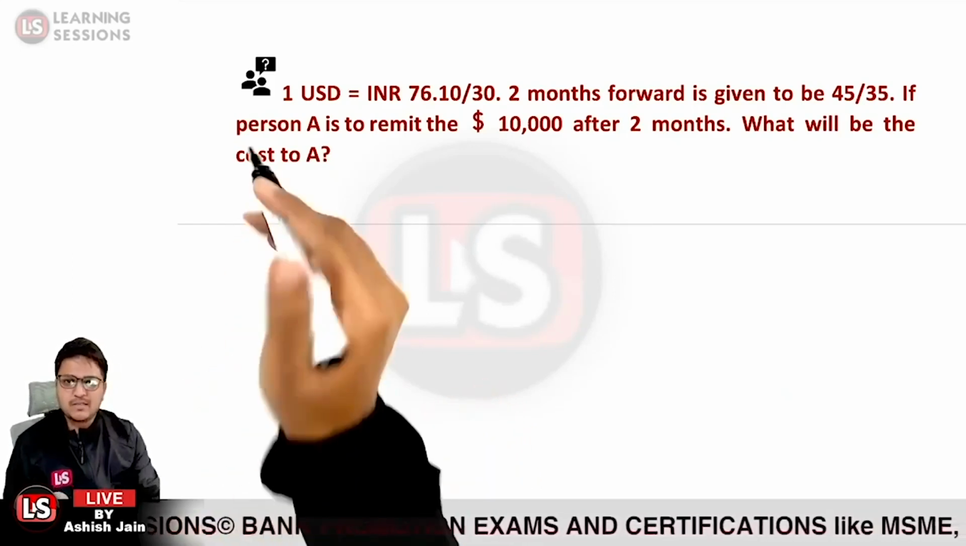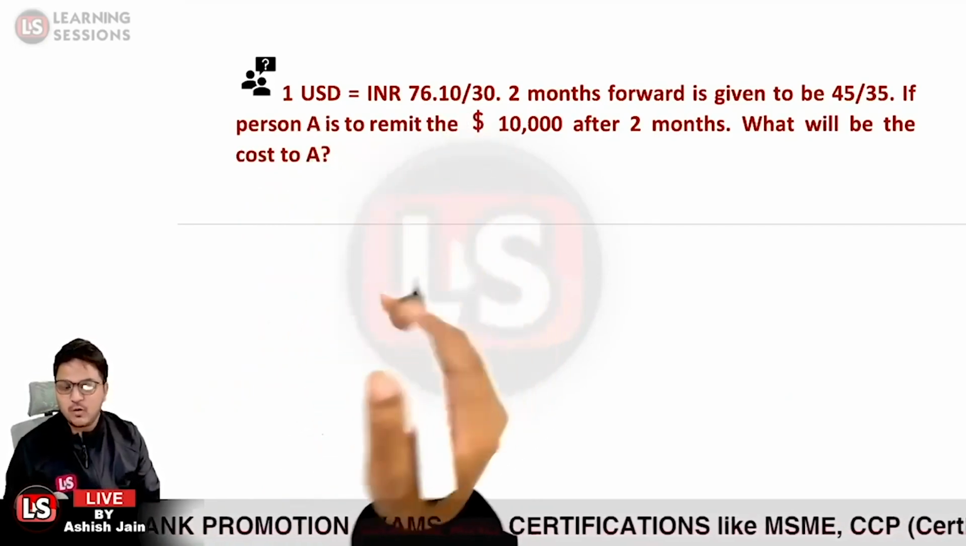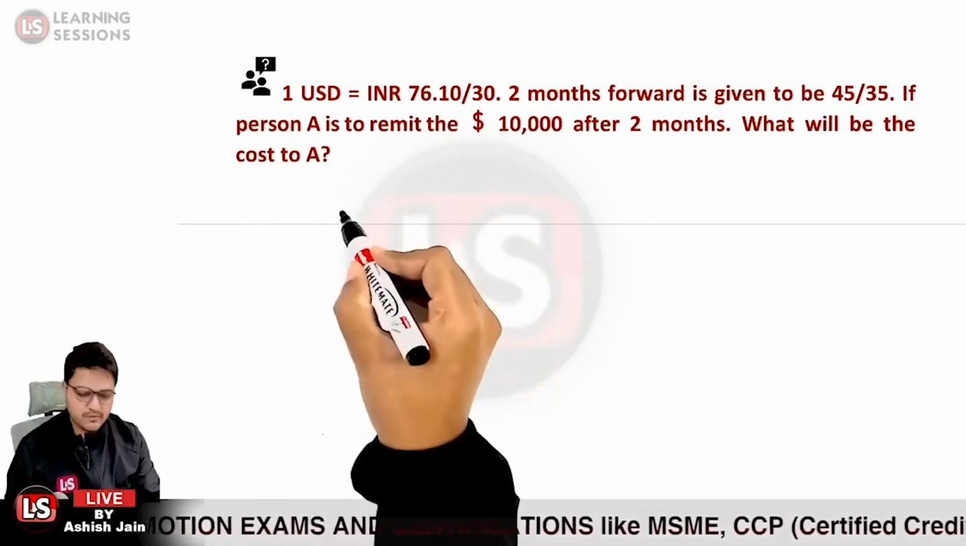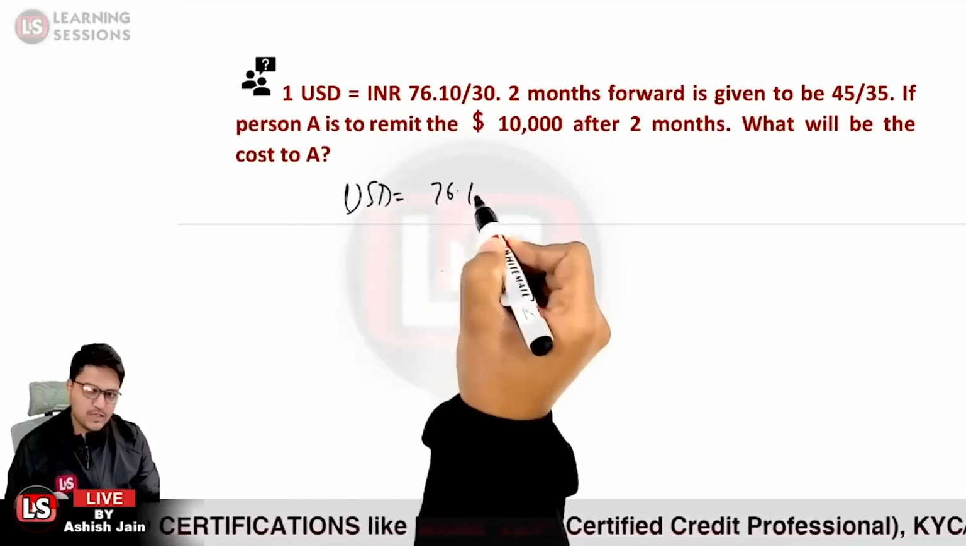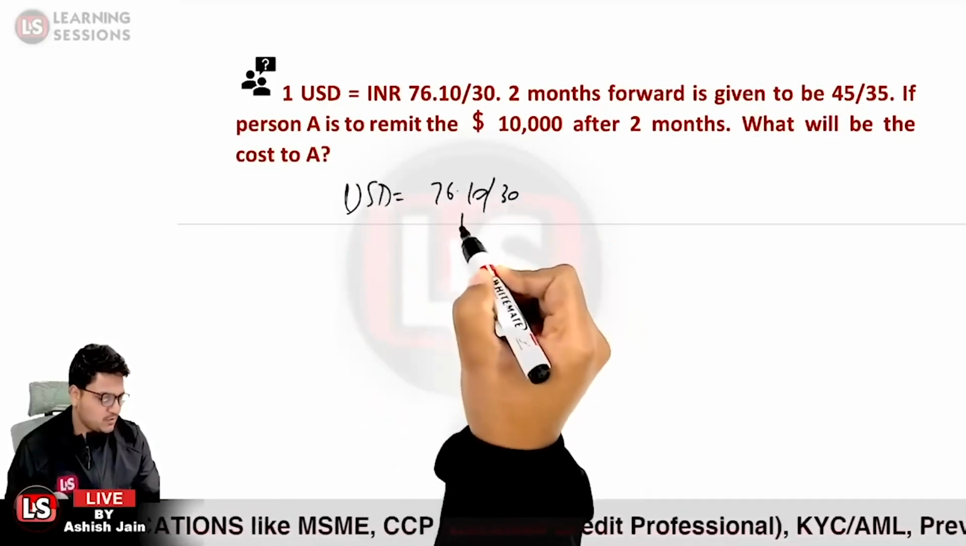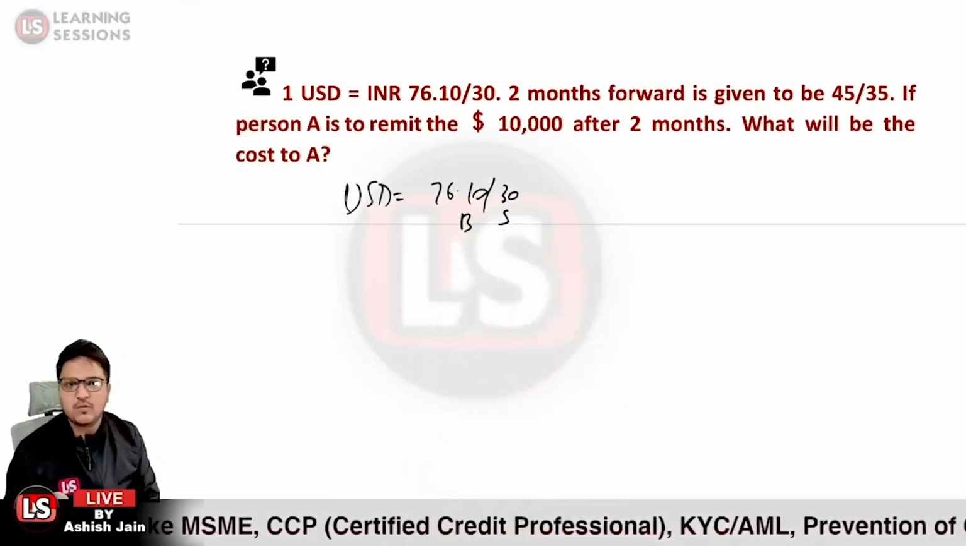Okay, so now the price that you are provided with, if the question is silent about it, I already told you it is a spot rate that is given. So I'm just writing it over here. USD is equal to 76.10/30. This is the buying rate and this is the selling rate over here.